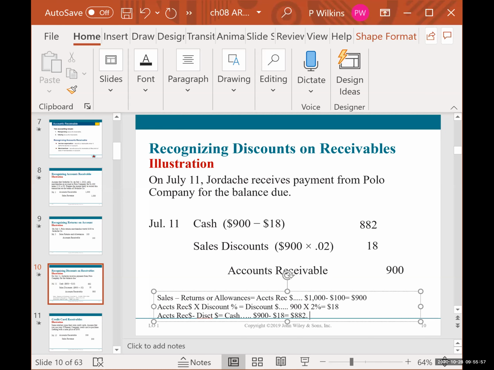And since we are receiving the money, we would be debiting cash for $882. We would be debiting sales discounts for $18, and we would be crediting accounts receivable for $900. Okay, so we've done all this before. This is the part that's just the refresher, a repeat of what we've already done. Okay, so let's go down to the next slide now.